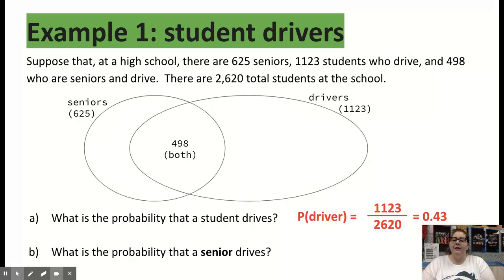But then on part B, what is the probability that a senior drives? Well, that's a little bit different because now I'm not necessarily talking about the entire group of students.